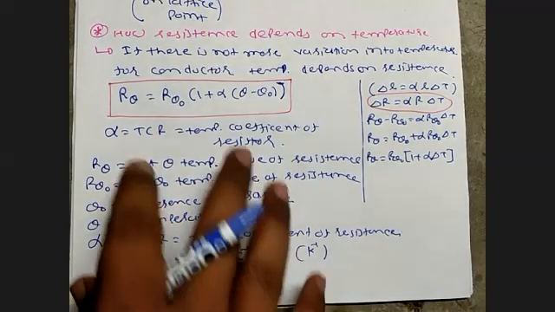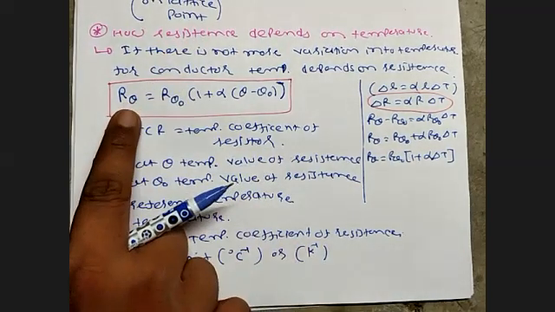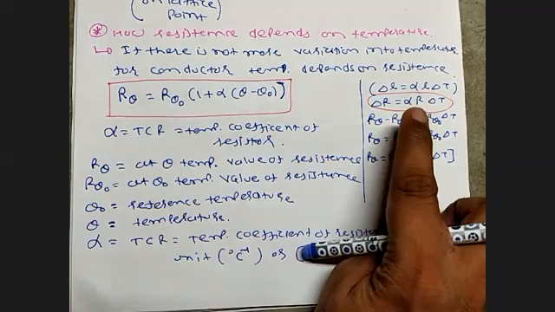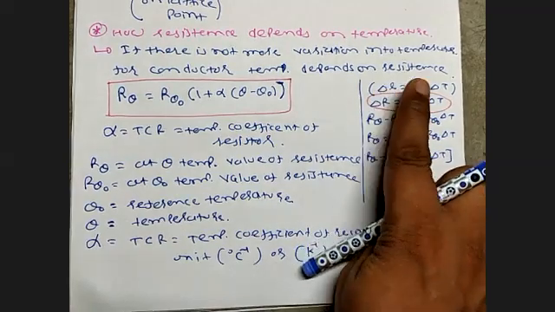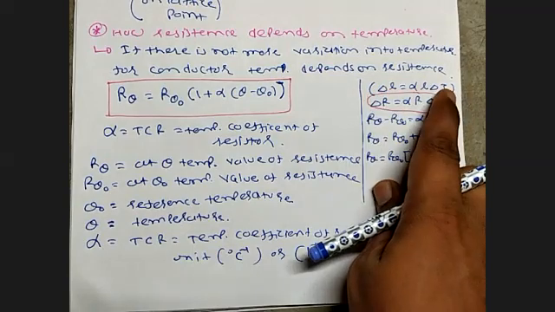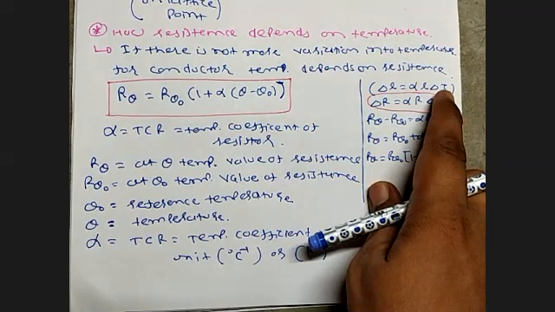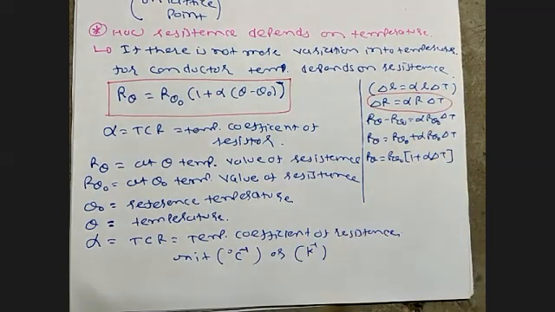Okay, so this is the equation of how resistance depends upon the temperature. You can understand it by this equation: delta L equals alpha L delta T. That is in terms of change in length with change in temperature.